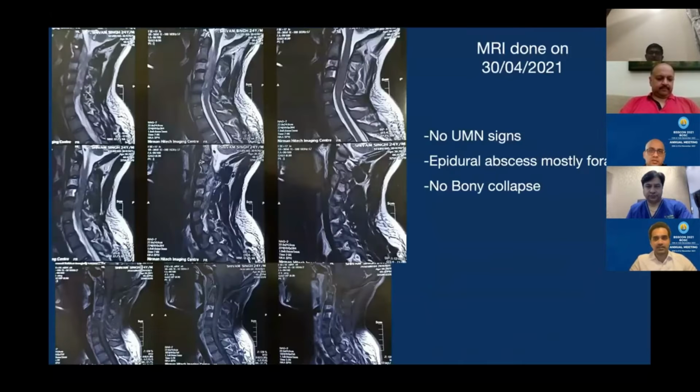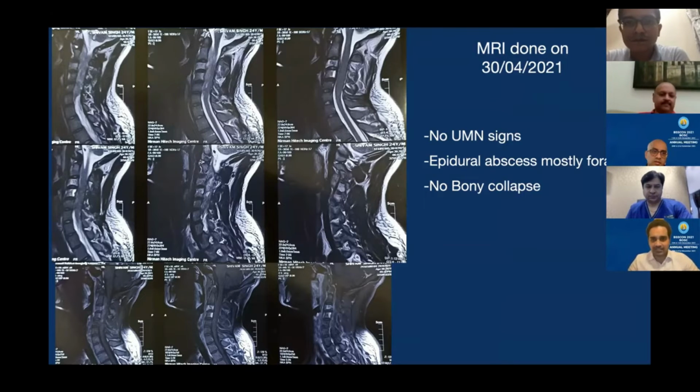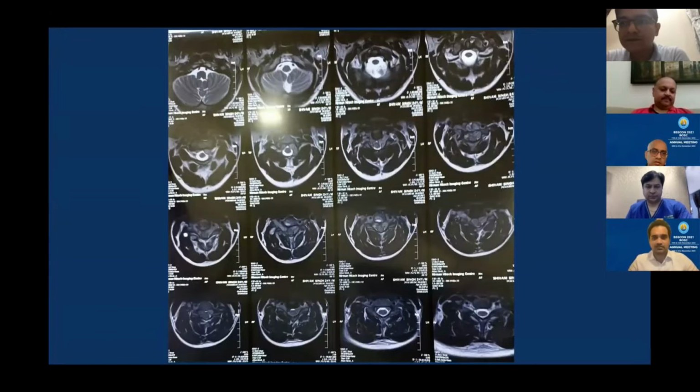So we did an MRI. The MRI showed an epidural abscess, which was mostly phlegmonous, and there was no bony collapse. When we saw this patient, there were no upper motor neuron signs in the images of the patient. These were the axial cuts of the patient where we saw most. The cord was not compromised, but the forearms were involved.